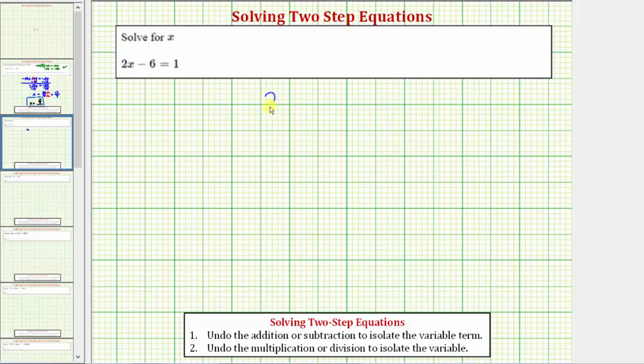We want to solve the equation 2x minus 6 equals 1. And because 2x means 2 times x, the solution to the equation is the value of x that makes 2 times x minus 6 equal to 1.